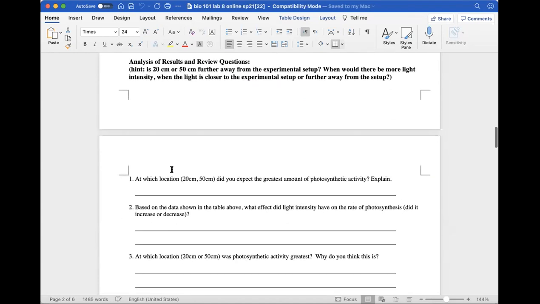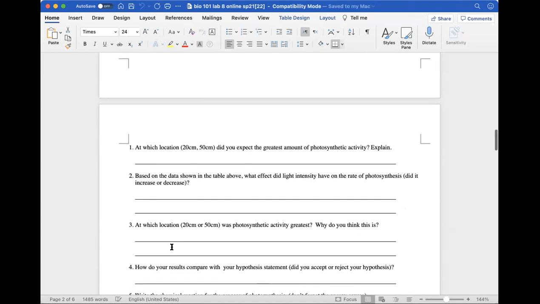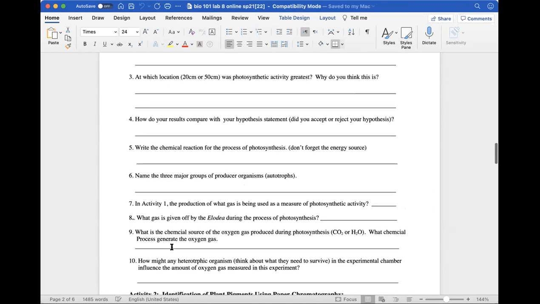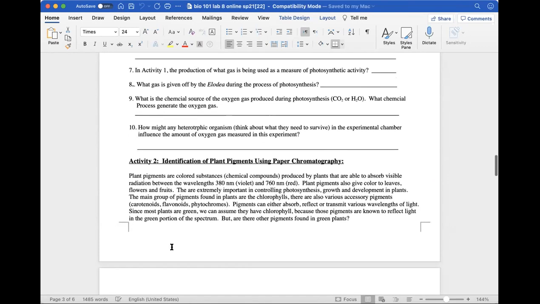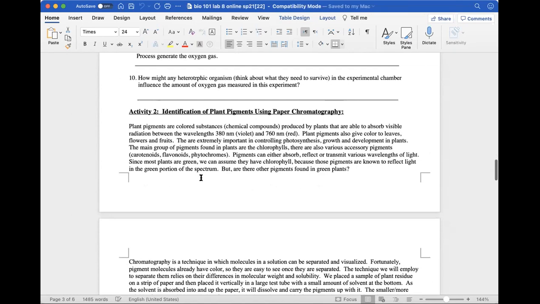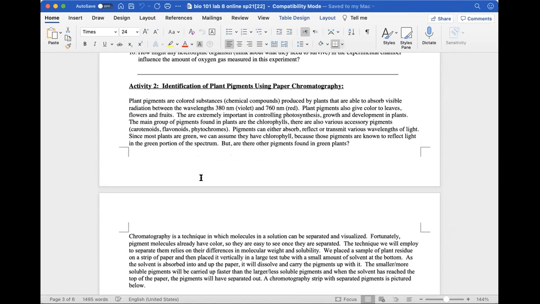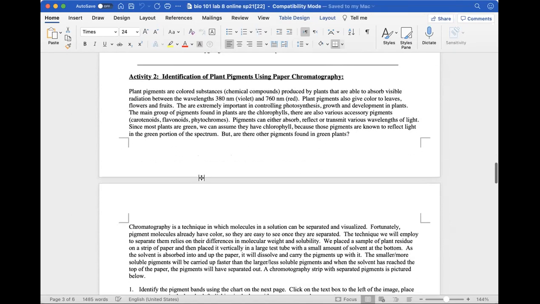And then at which location, I'll let you answer these questions on your own and send me a message if you have any questions, but think through that a little bit. Now we'll be identifying plant pigments using paper chromatography.